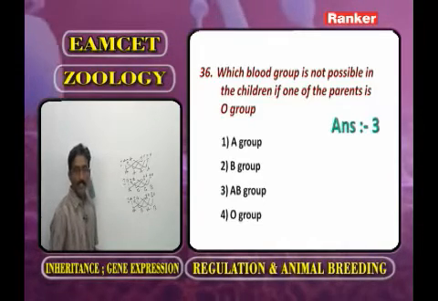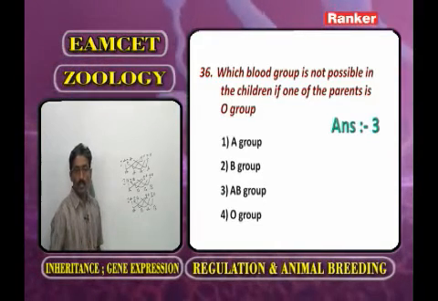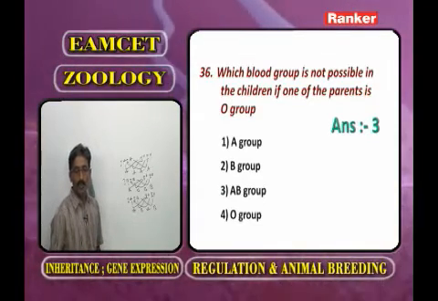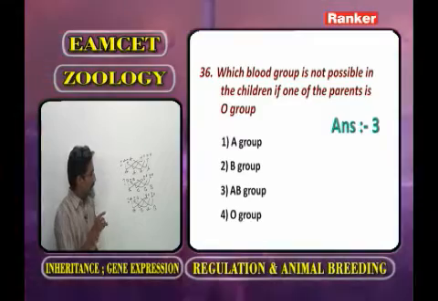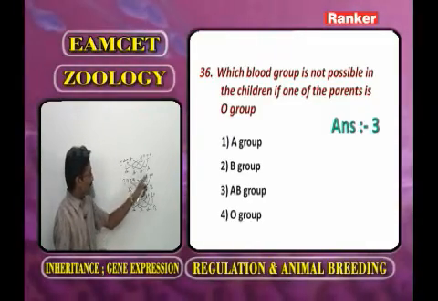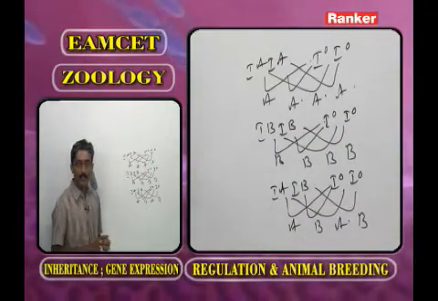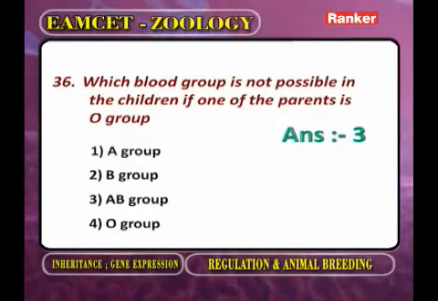Now again observe the question: which blood group is not possible in the children if one of the parents is O group? We are not getting AB blood group. Anywhere, we are not getting the AB blood group. Now the answer is the third one.